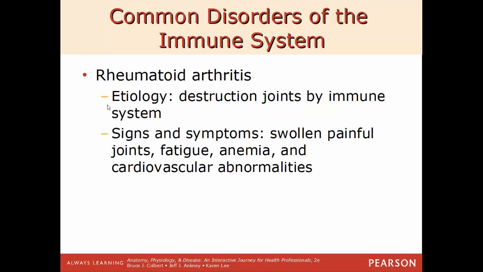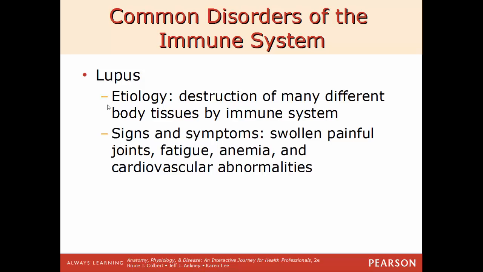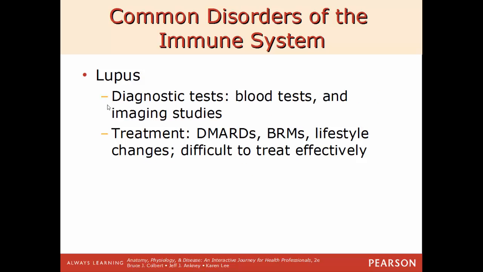Rheumatoid arthritis, etiology: due to the destruction of joints by the immune system. Some signs and symptoms: swollen, painful joints, anemia, cardiovascular abnormalities. Some diagnostic tests: blood tests, imaging studies. Some treatments: lifestyle changes, BRMs, DMARDs, and this is often difficult to treat effectively. Lupus, etiology: the destruction of many different body tissues by the immune system. Some signs and symptoms: swollen, painful joints, fatigue, anemia, cardiovascular abnormalities. Some diagnostic tests: blood tests, imaging studies. Treatments: just like with rheumatoid arthritis, DMARDs, BRMs, lifestyle changes, but another one that's very difficult to treat effectively because it involves so many body systems.